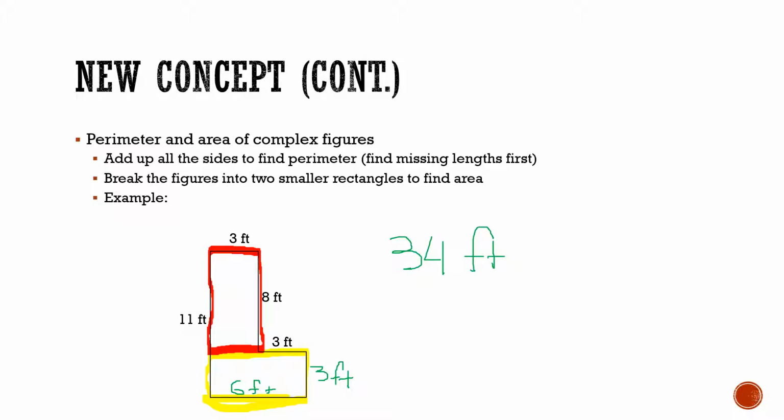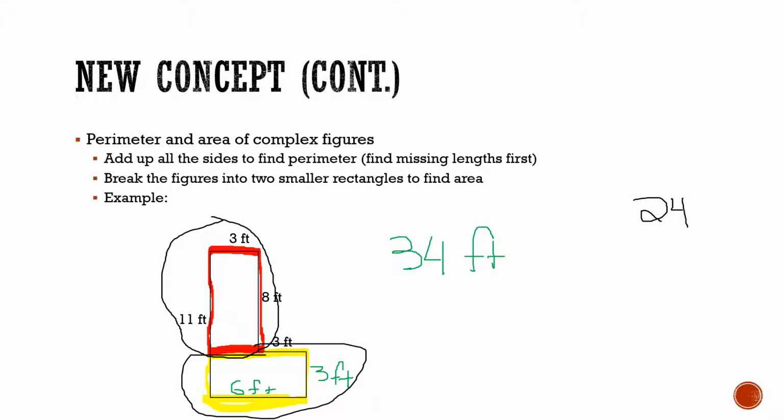Then all I need to do is figure out what's the length and what's the width of each one. So this top rectangle here has a length of 8 and a width of 3. 8 times 3 is 24. And the bottom rectangle, this one, has a length of 6 and a width of 3. That would be 18. And then I just add them together. And I find out that my area is 42, and remember, square feet. So 42 square feet would be the area of this complex figure.